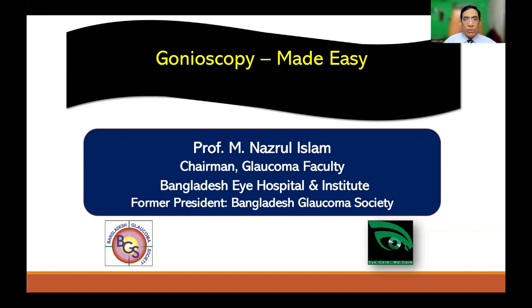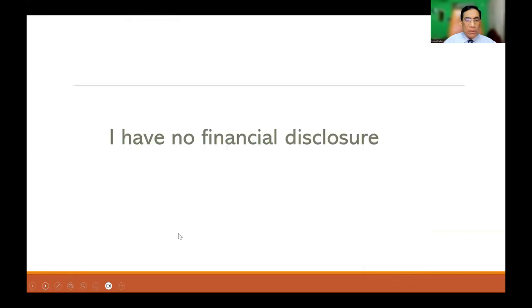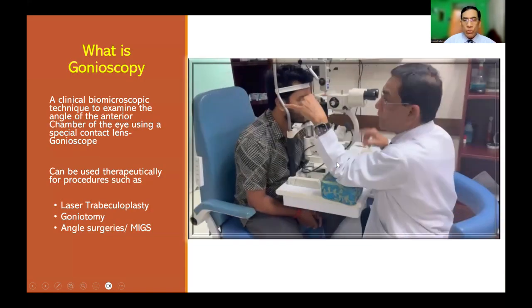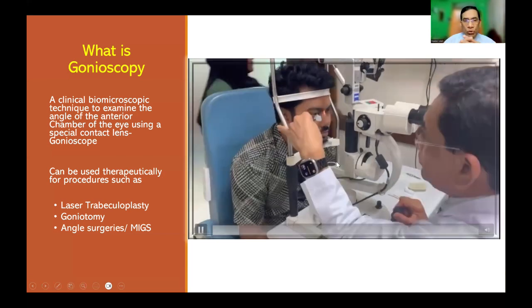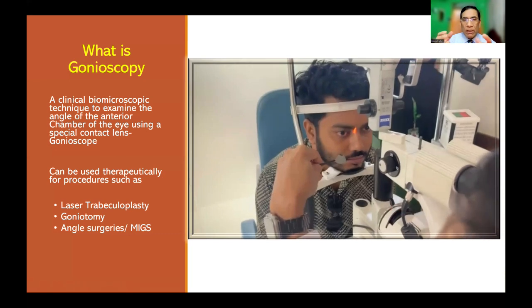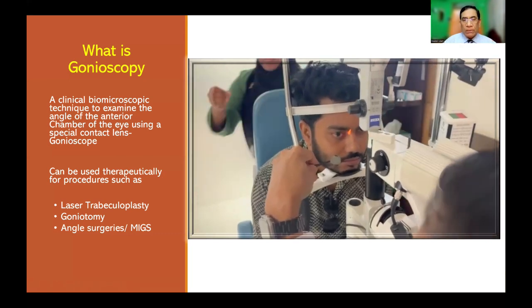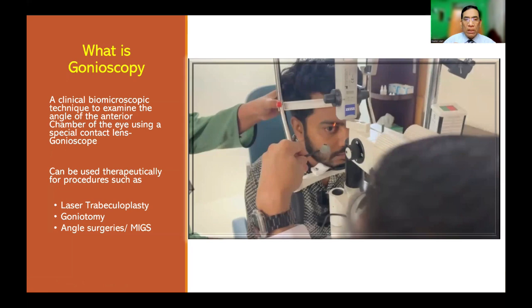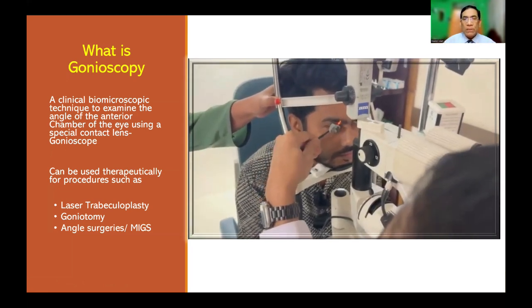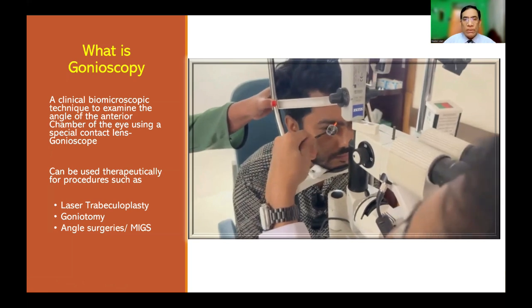You know that gonioscopy is a very important subject, because in the diagnosis, therapeutics, and angle surgery, we need gonioscopy nowadays. I do not have any financial disclosure. Now the question is, what is gonioscopy? It is a clinical biomicroscopic technique to examine the anterior chamber angle of the eye with a contact lens called a gonioscope. Not only for diagnosis, it's also important therapeutically for giving laser in the eye and also for angle surgery, especially minimally invasive glaucoma surgery nowadays.